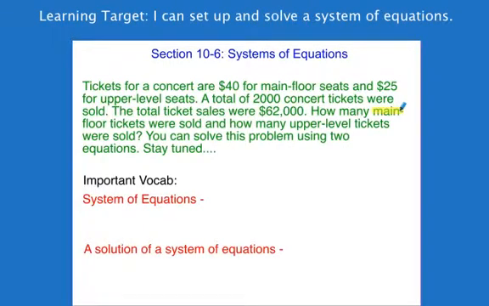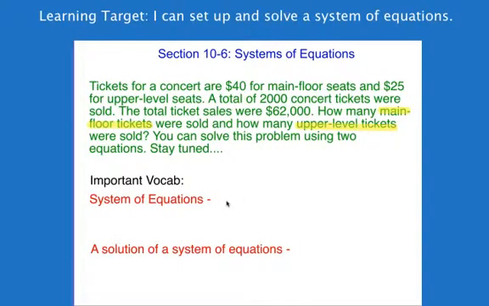So the question is, how do I solve this thing, and how do I figure out how many main floor tickets and how many upper level tickets were sold? We can do this using something called a system of equations. That's what we're going to be looking at with this lesson. So we'll come back to this problem in a minute. But let's write down some definitions first.